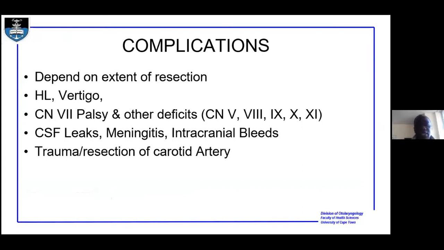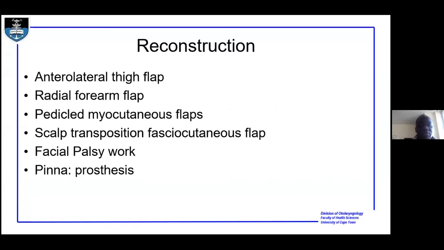Complications, as we have seen, this is extensive surgery. It depends on the extent of the resection. Hearing loss, which can be conductive or sensorineural, vertigo, facial nerve palsy and other cranial nerve deficits, CSF leaks, meningitis, intracranial bleeds, and trauma and resection of the carotid artery.